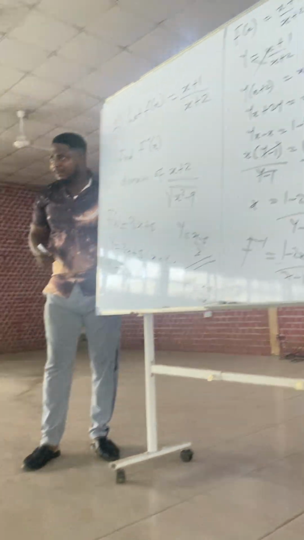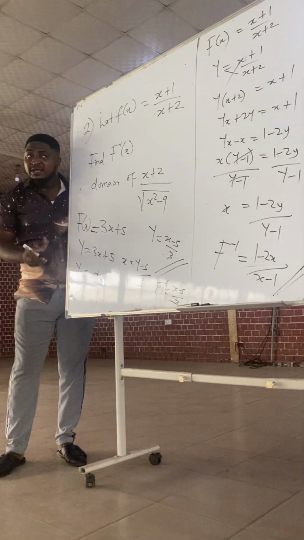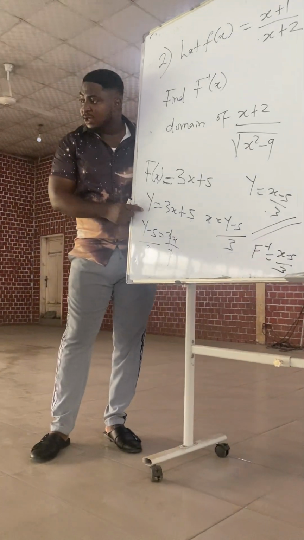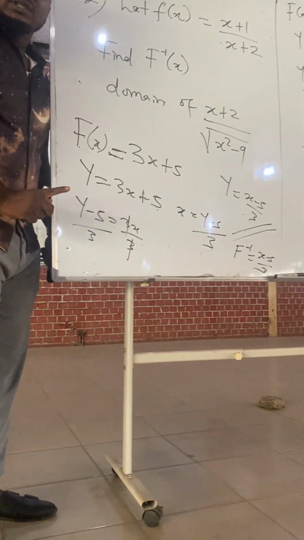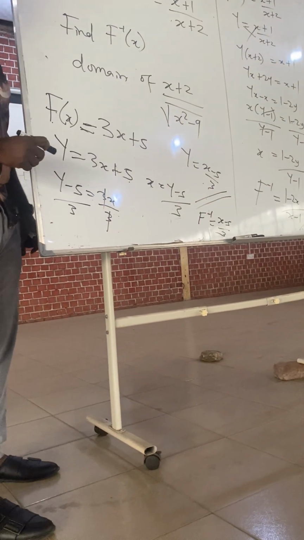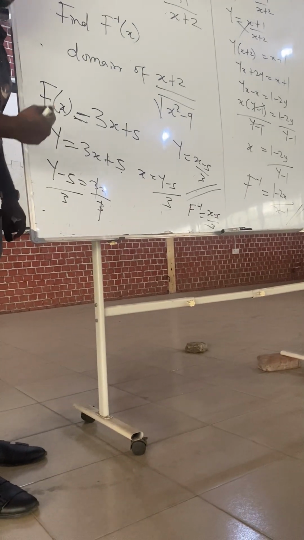One more time, class, look up. Given f of x is 3x plus 5. Step 1, replace f of x with what? y. So y is now 3x plus 5. Step 2, make x the subject of the formula. How do you make x the subject of the formula? You know what I mean by subject of the formula, right?